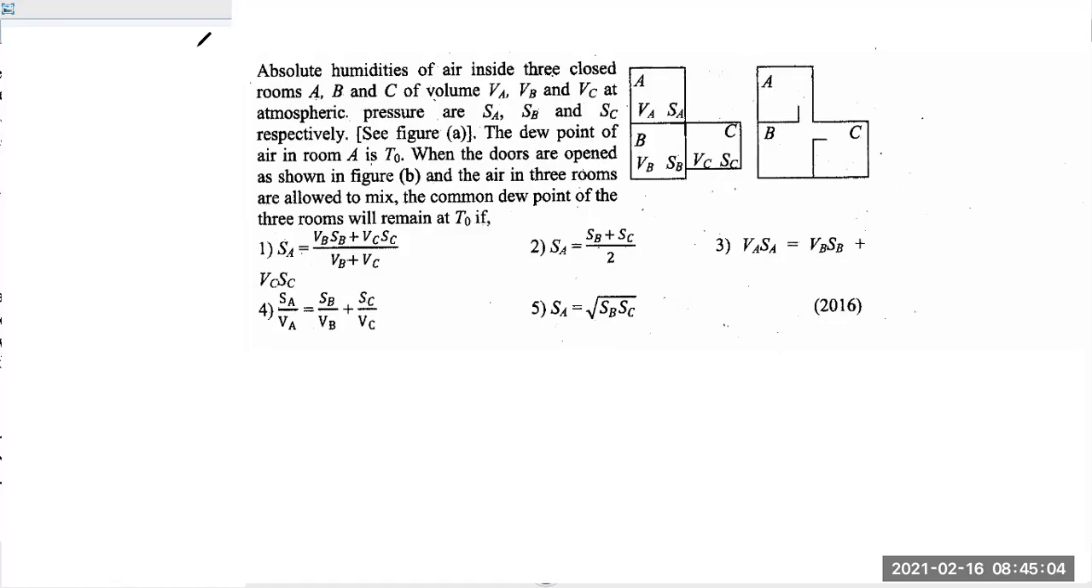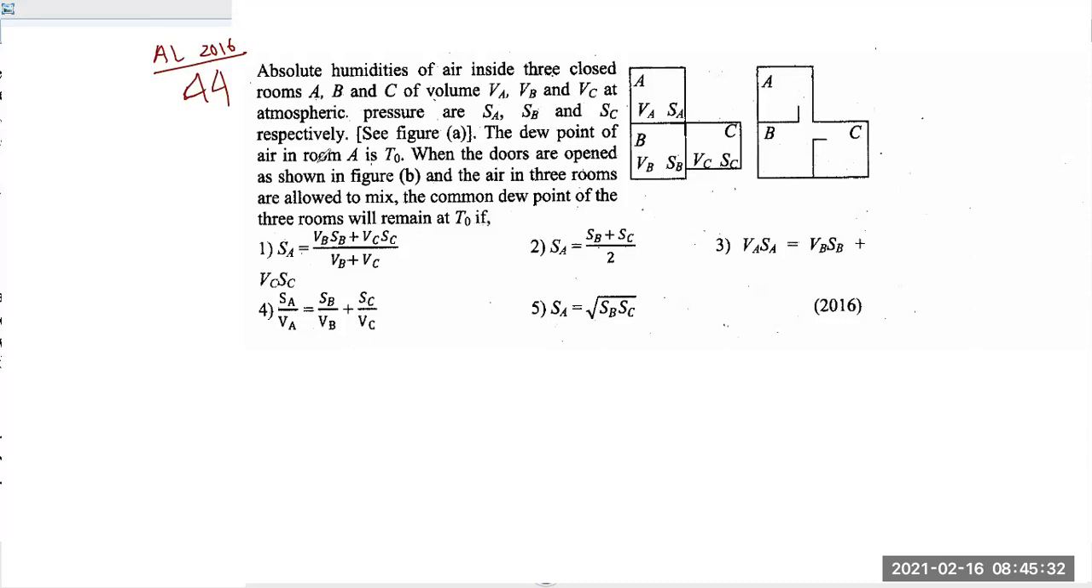44th question from A level 2016 under humidity, right? So let's see what this question is all about. Absolute humidities of air inside three closed rooms A, B, and C of volume VA, VB, and VC at atmospheric pressure are SA, SB, and SC. So they have given us S, which is the absolute humidity inside each chamber or each room.